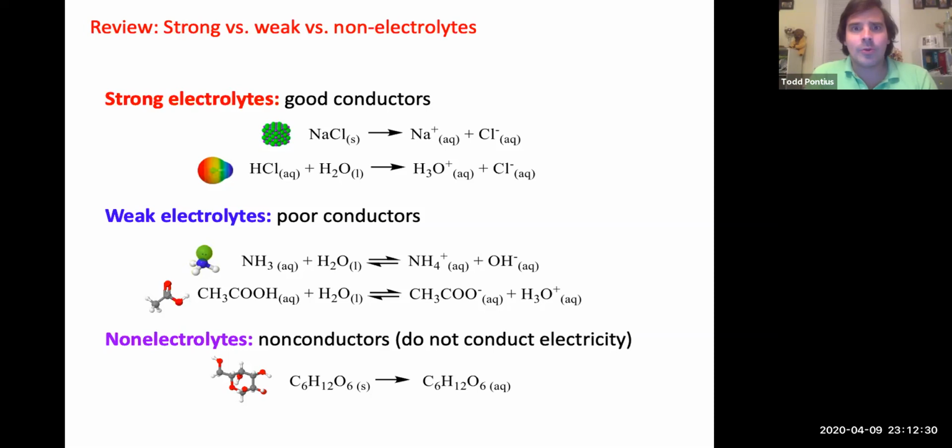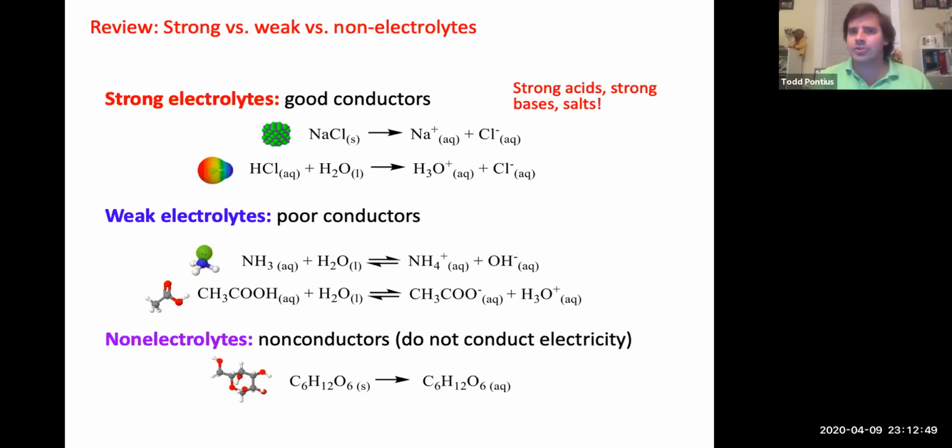So recall a few things about strong electrolytes, weak electrolytes, and non-electrolytes. Strong electrolytes are good conductors. They dissociate completely in aqueous solution. So we use those full-headed arrows to show that when these things go, they go all out. And our examples for these are strong acids, strong bases, and salts.